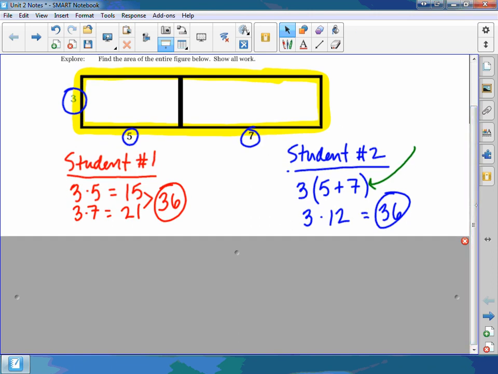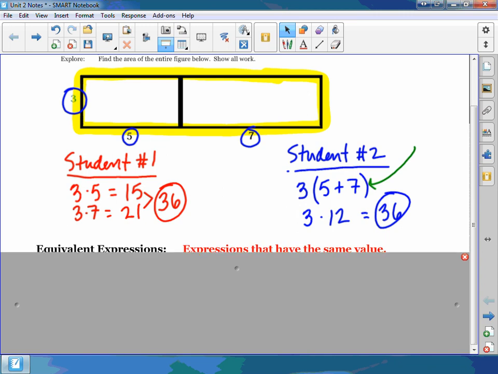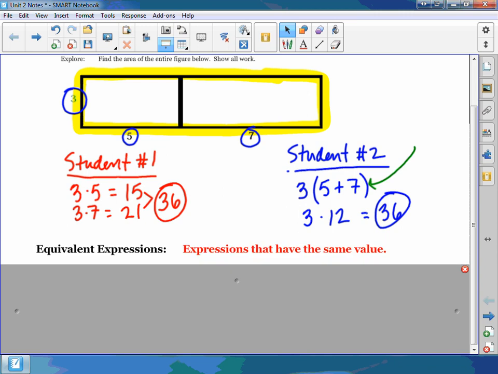Before we get into that, let's go down here. We got one definition today, and that is equivalent expressions. Equivalent expressions are just what they sound like: expressions that have the same value.